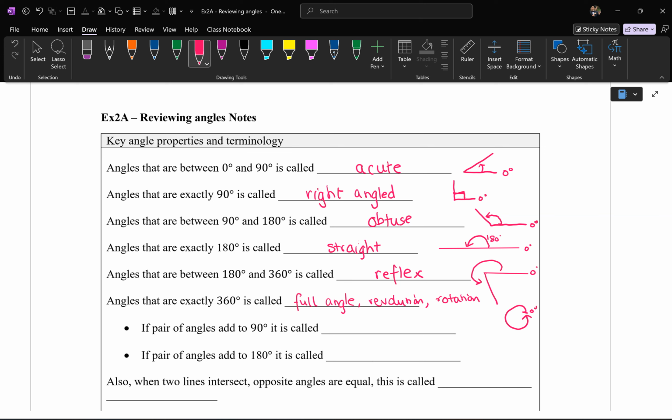The next two are key terms that I find students tend to forget, or at least they mix the two. If a pair of angles adds up to 90, it doesn't have to be a pair, it could be just a set of angles. If it adds up to exactly 90, it is called what? Let's go Belinda. Complementary. This is not the I. It's complement with an E, meaning like I'm flattering you. Complementary. So those angles are complementary if they add up to 90.